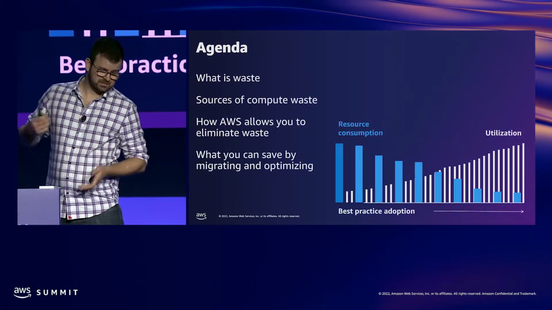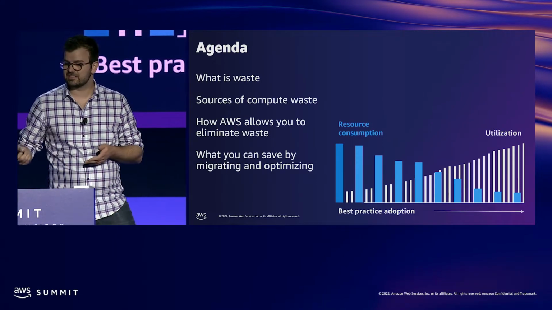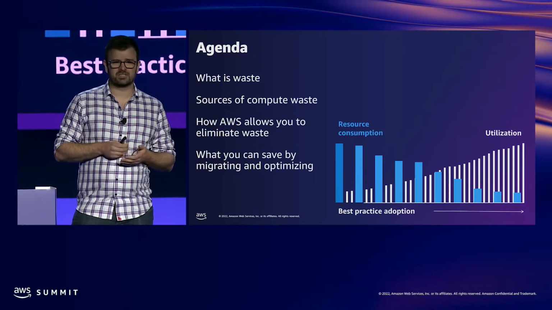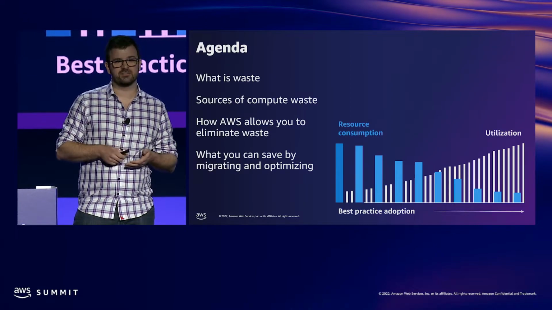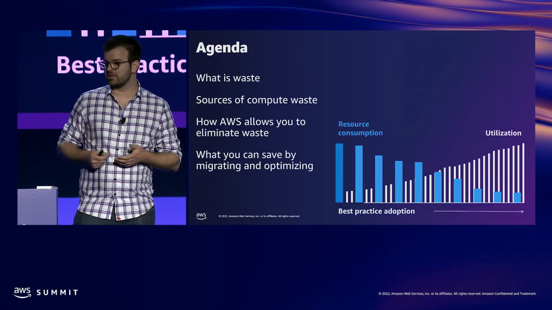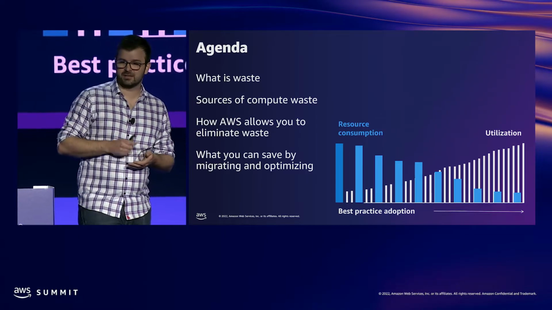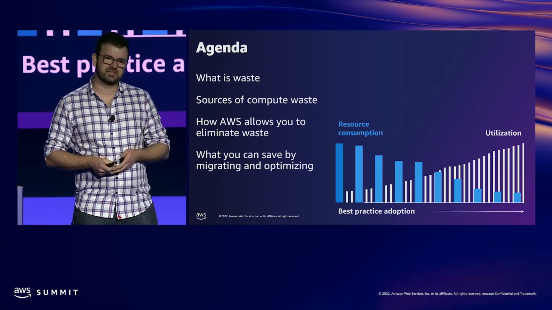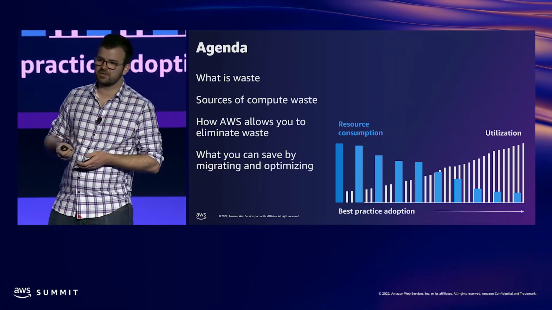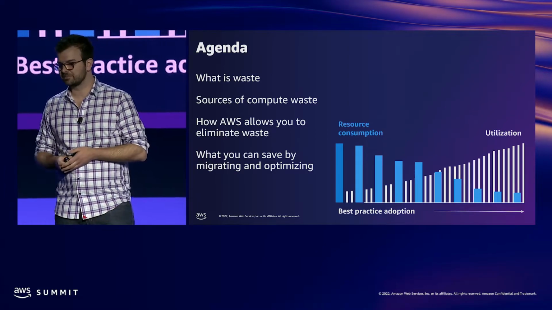So over the next 45 minutes or so, we're going to be talking a lot about waste. I want to start out by first talking about what infrastructure waste is, because it looks different to different people and it helps to have a common baseline. I then want to talk a lot about the tools and the services and the features that AWS offers to help you actually reduce your waste when you're running on AWS.